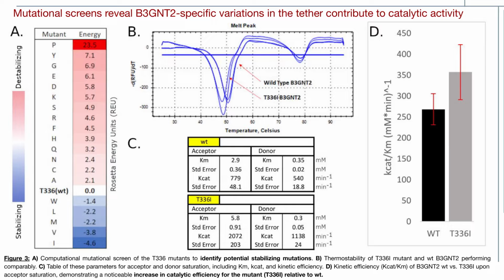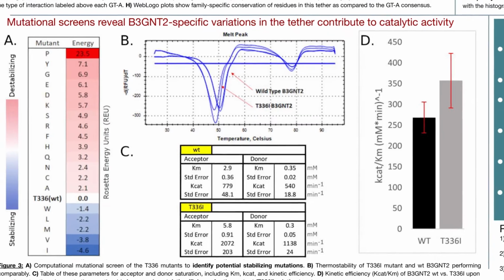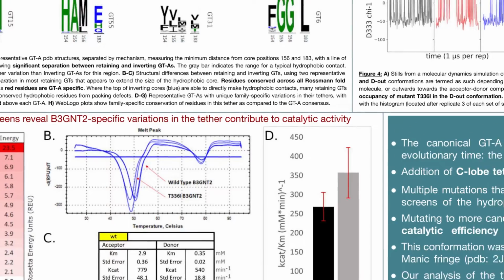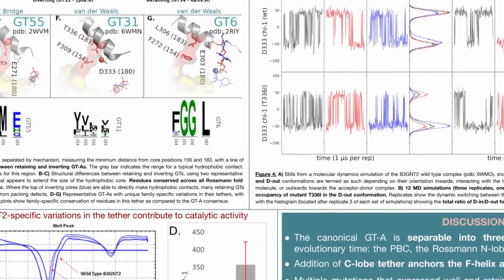We ran a computational and experimental screen, and indeed, in Figure 3, you can see in Panel D, we actually discover that one of our mutants, which mutated the threonine back into an isoleucine, increased catalytic activity. In Figure 4, we ran molecular dynamics simulations of this to figure out why exactly catalytic activity was increased.